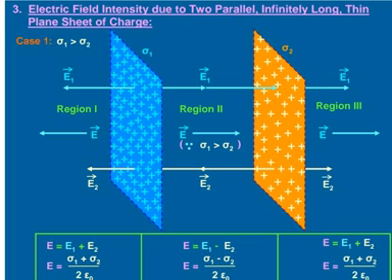Now the question is, you have two infinite plane parallel sheets having uniform charge densities sigma 1 and sigma 2, and it is given that sigma 1 is greater than sigma 2. You have to find out the electric field at points on the left of the sheets, in between the sheets, and to the right of the sheets. In the diagram you can see these are shown by region 1, region 2 and region 3.